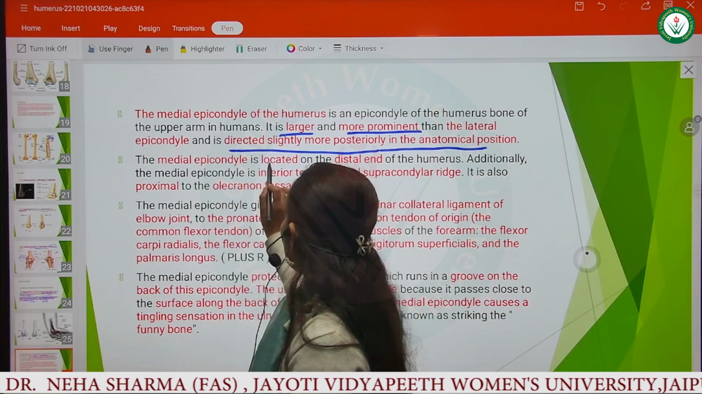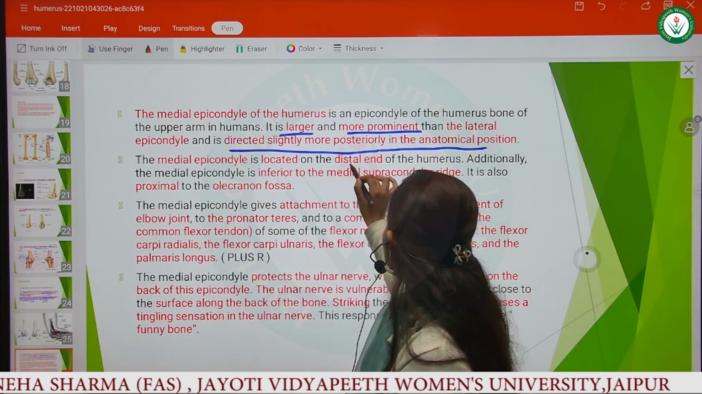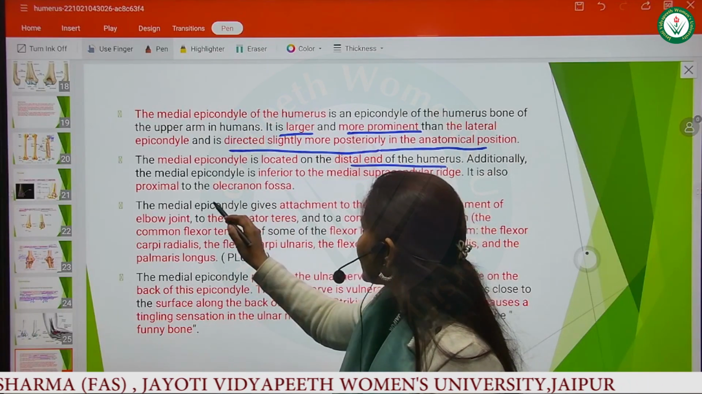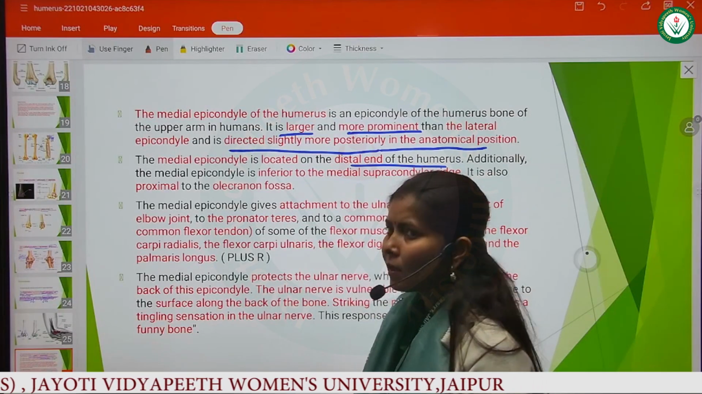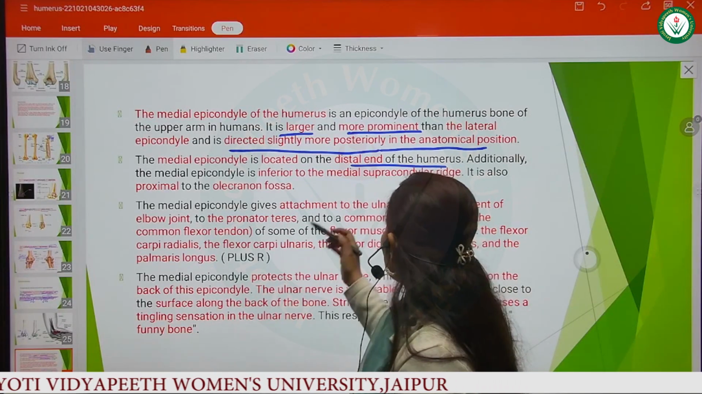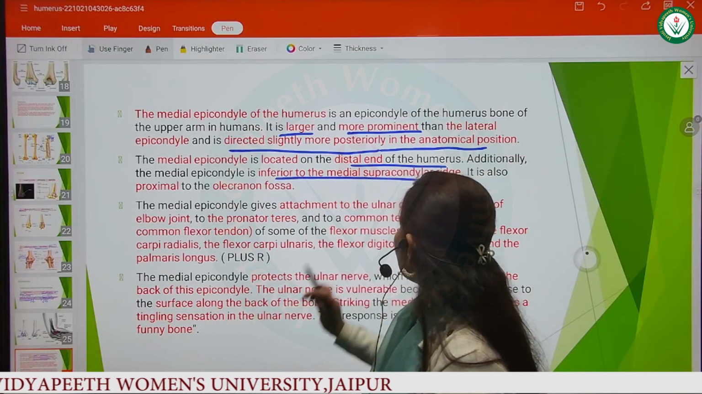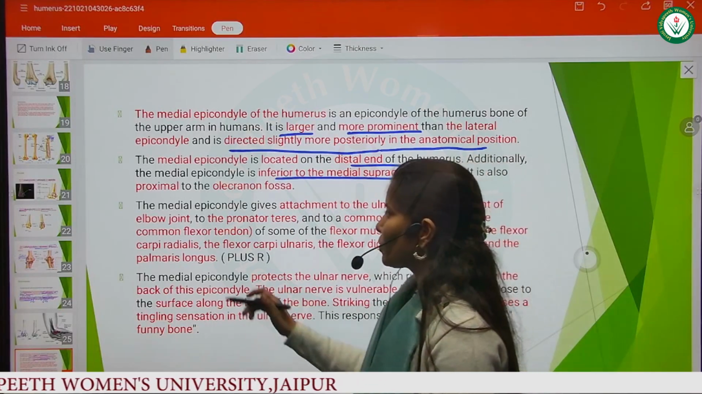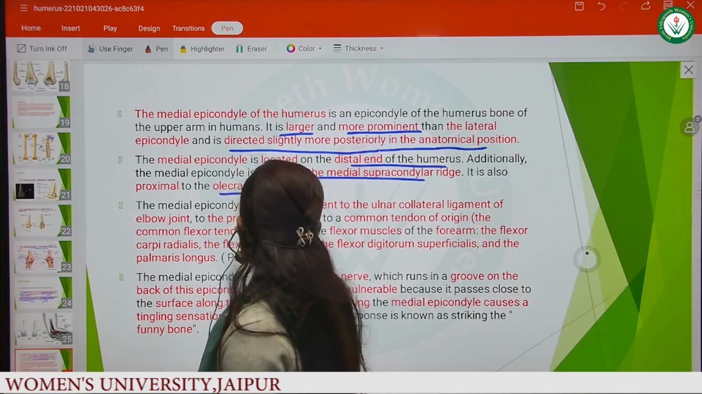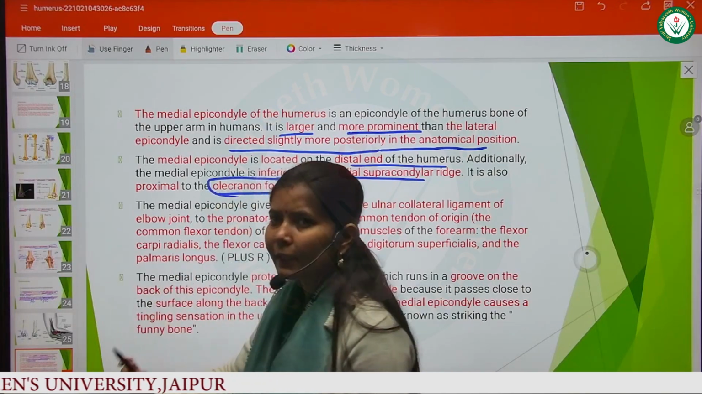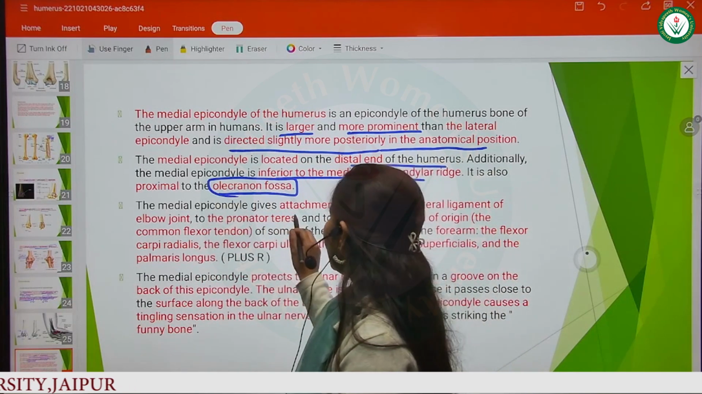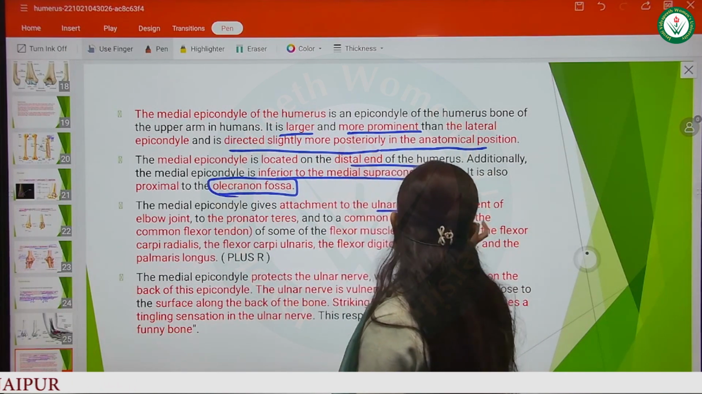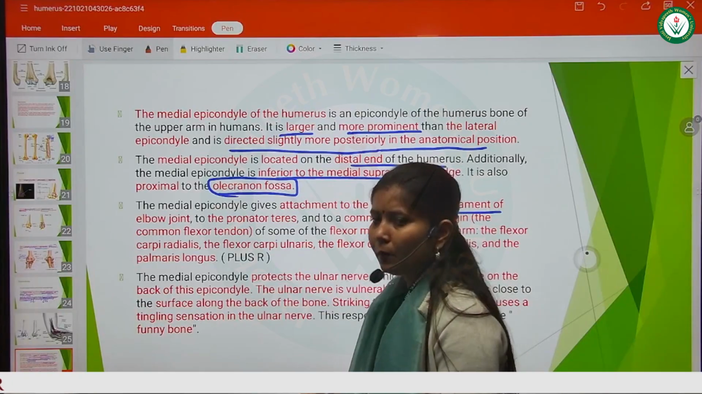The medial epicondyle is located on the distal end of the humerus. Additionally, the medial epicondyle is inferior to the medial supracondylar ridge. It is situated below the medial supracondylar ridge. It is also proximal to the olecranon fossa. We have already learned about the olecranon fossa. The medial epicondyle gives attachment to the ulnar collateral ligament of the elbow joint.